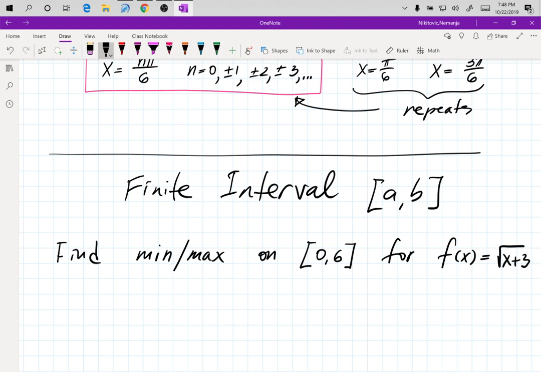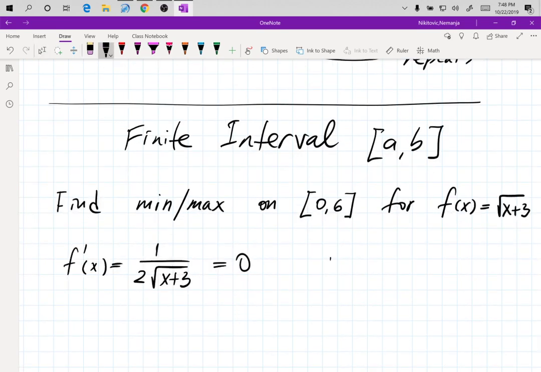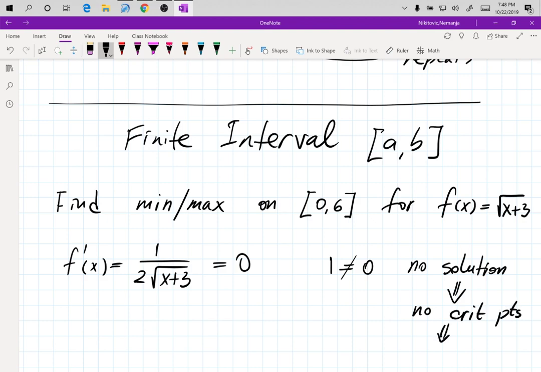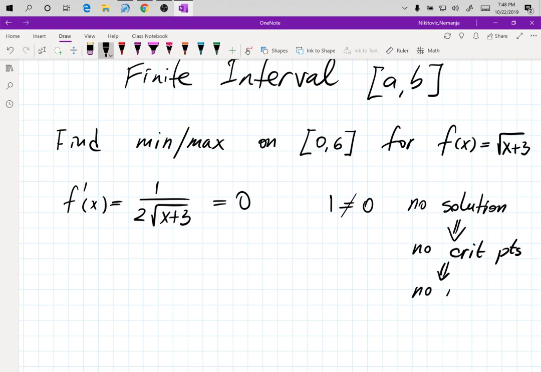No coffee. So now, what do? Well, we do the same calculation as before. F prime of x is equal to the derivative of this, which is 1 over 2 root x plus 3. When you set this equal to 0 and you cross multiply, you get 1 is equal to 0. No solution, which means no critical points, which means no min or max.